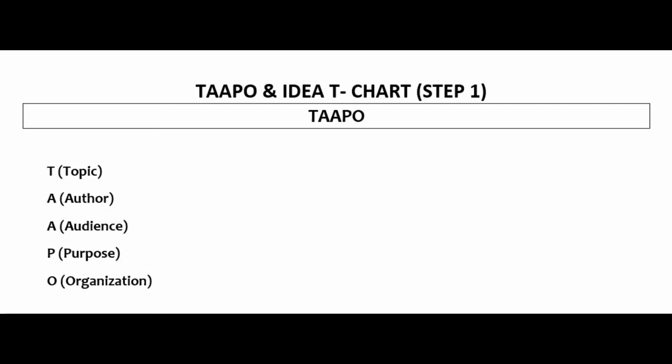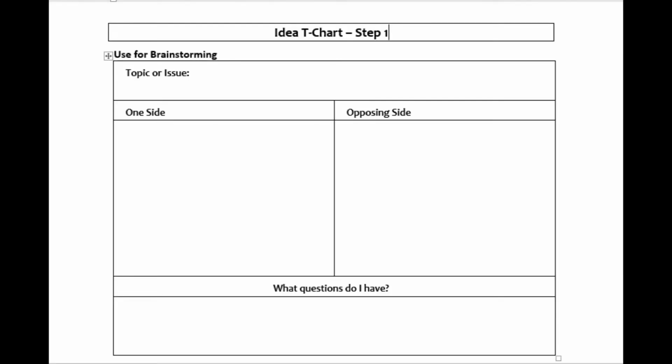TAPO stands for Topic, Author, Audience, Purpose, what is the student's purpose in writing the paper, and Organization, how the students will organize their papers. Here's a blank TAPO. And here's a blank ideas T-chart. This is what students use to think through what they already know about the topic and what questions they have.